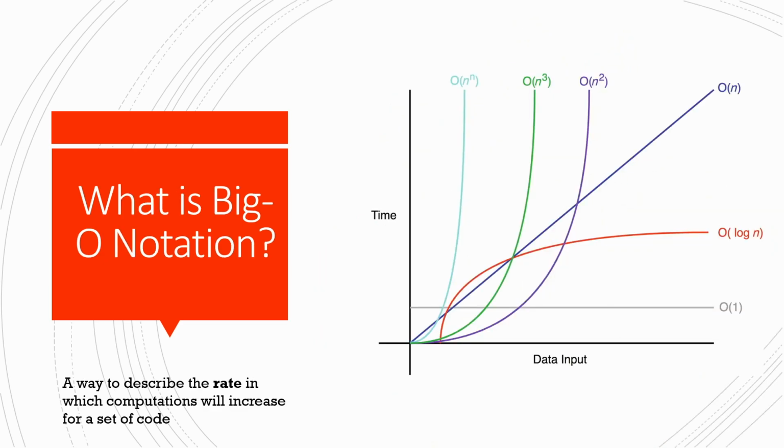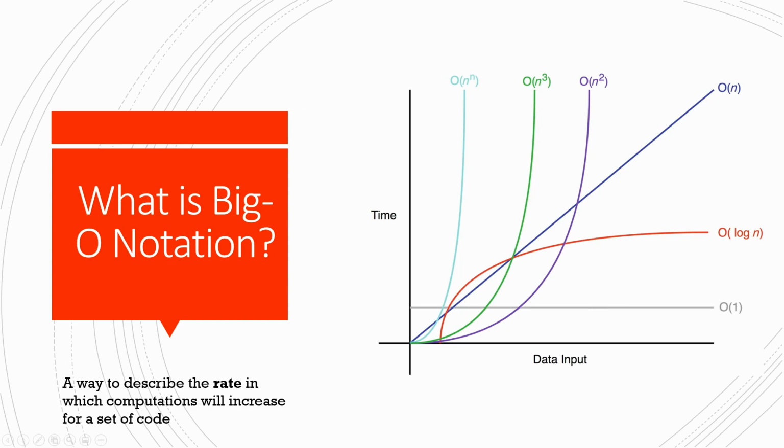So what is big O notation? Big O notation is a way to describe the rate in which the number of computations will increase for a set of code. There's a nice little graph that I got from Google over here. These are how you would write big O notations, with a big O, some parentheses, and usually the letter N to describe a collection set. So that's what you're seeing when you see the letter N. It's a collection set, an array, a linked list, just any kind of data structure that holds a number of elements that we might be iterating over.